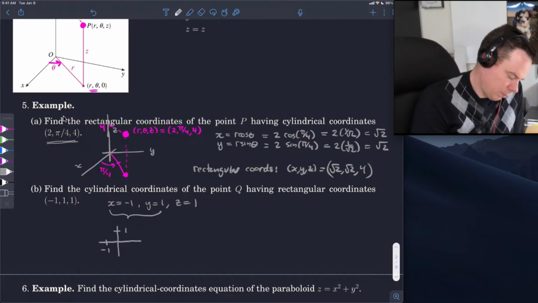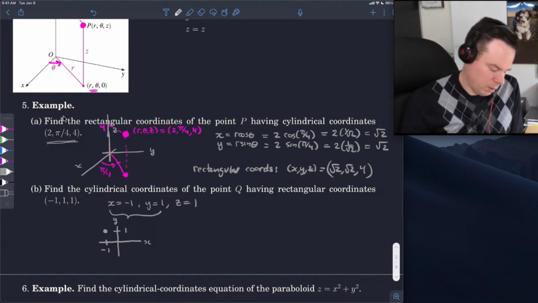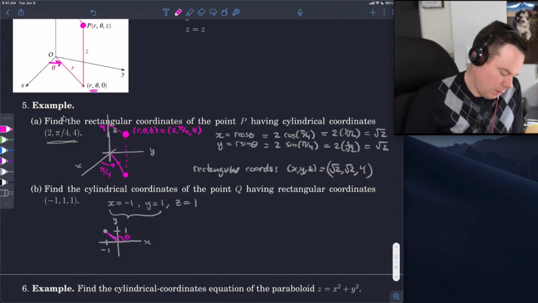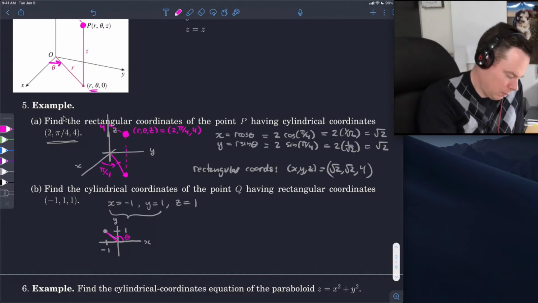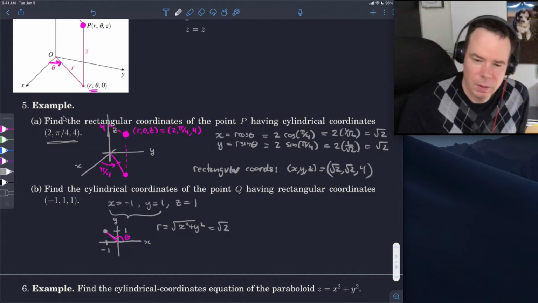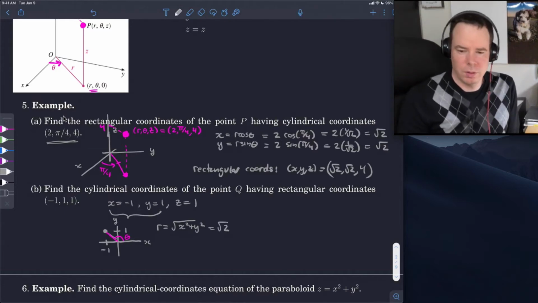jot those down. So there's our point in the xy plane. We'd like to find the angle, in this case our angle theta, and our corresponding distance r. r is equal to the square root of x squared plus y squared, or in other words root 2. That's our conversion from rectangular to polar coordinates for the r value.